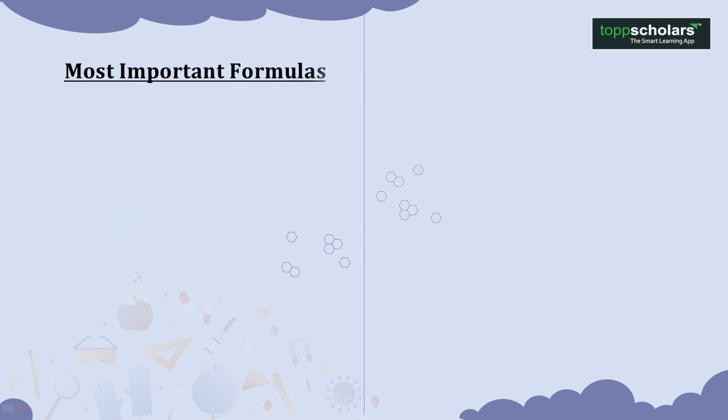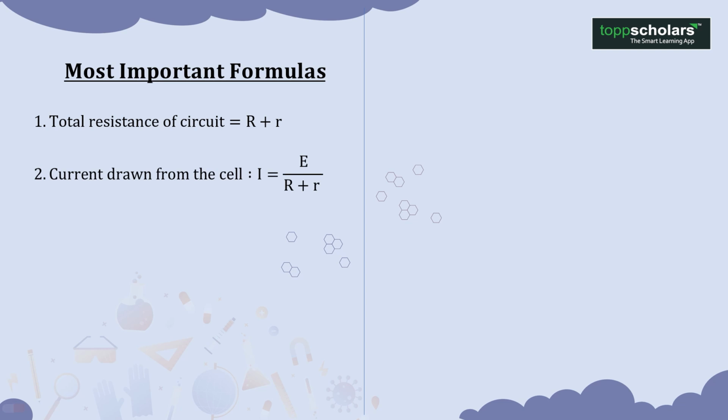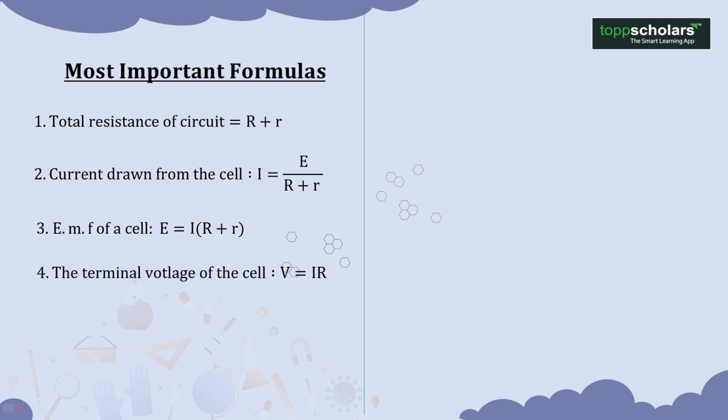Most important formulas. 1. Total resistance of circuit is equal to external resistance R plus internal resistance r. 2. Current drawn from the cell I is equal to E upon R plus r. 3. EMF of a cell E is equal to I into R plus r. 4. The terminal voltage of the cell V is equal to IR. 5. Voltage drop due to internal resistance is equal to v is equal to Ir.